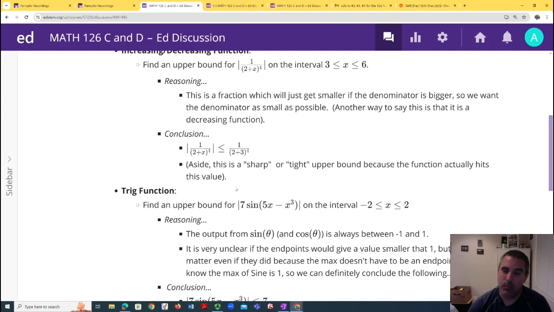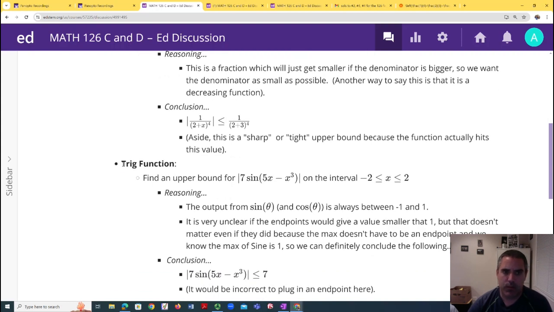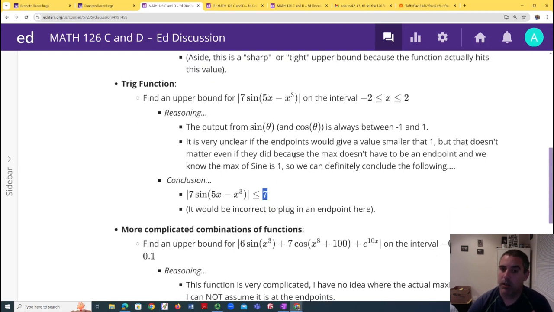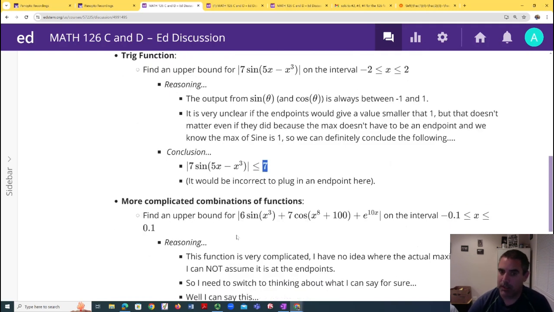We need to do a little bit more. If it's a trig function, particularly sine and cosine, then it doesn't even matter what the interval is. I know that this sine stuff is between -1 and 1, which means that this is less than or equal to 7. That's it. Don't plug in an endpoint. That's completely wrong there.